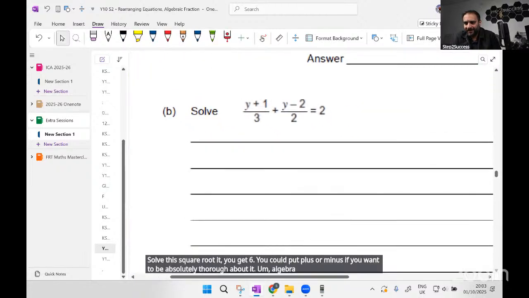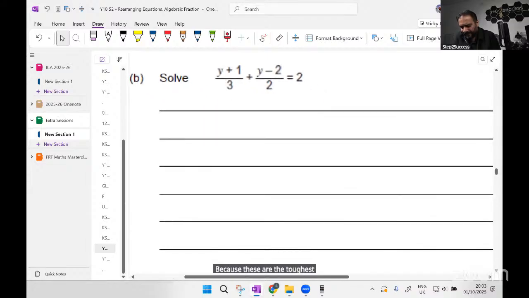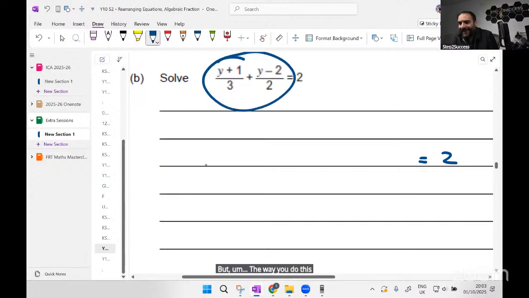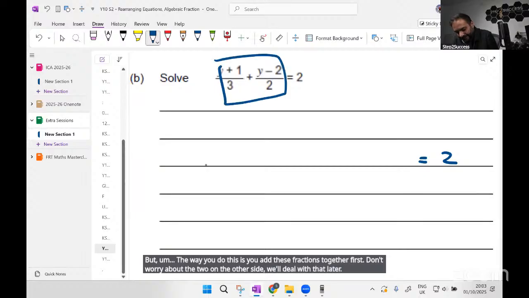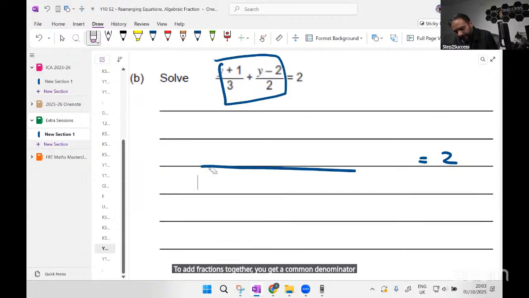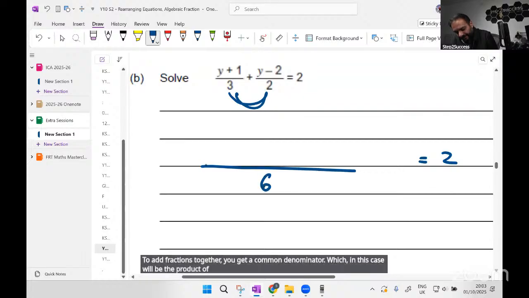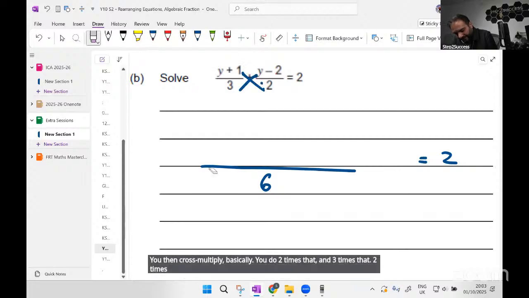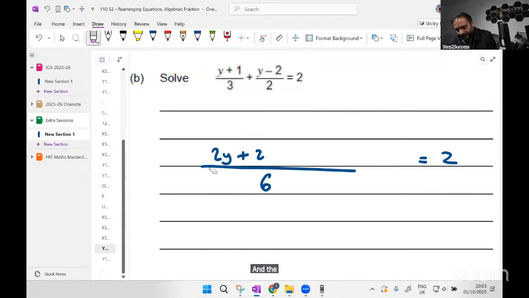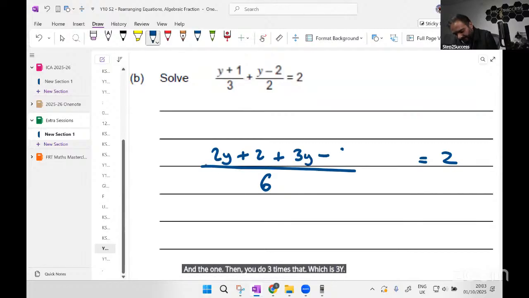Algebraic, I'm surprised nobody has asked this because these are the toughest ones unless you just did them in class. But the way you do this is you add these fractions together first. Don't worry about the 2 on the other side. We'll deal with that later. To add fractions together, you get a common denominator, which in this case will be the product of 3 and 2, which is 6. You then cross multiply, basically. You do 2 times that and 3 times that. 2 times all of this is 2y add 2. You times the 2 by the y and the 1. Then you do 3 times that, which is 3y minus 6.